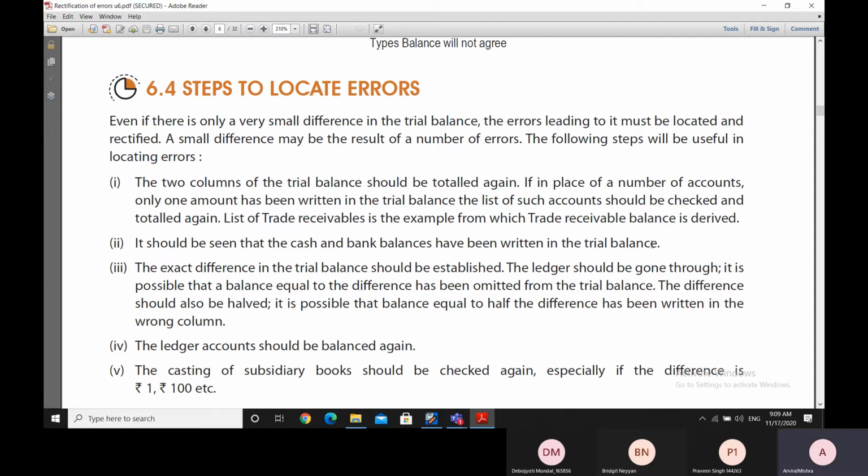So the steps which need to be taken are like this: number one, both the columns of the trial balance are totaled once again. First of all, this is the first thing to do, to check whether there is actually a trial balance totaling error, due to which the difference is arising in the debit totals and the credit totals of the trial balance.